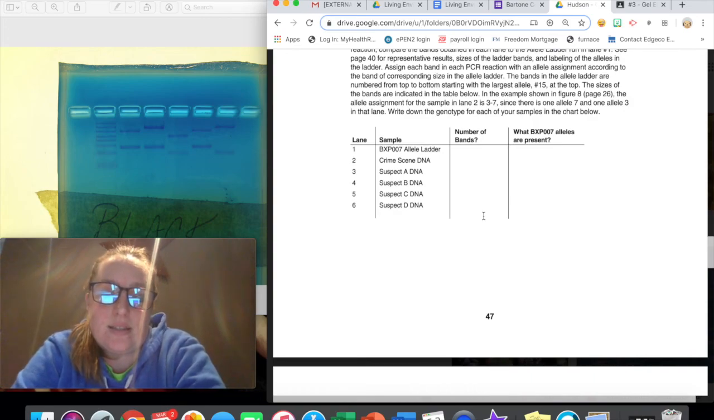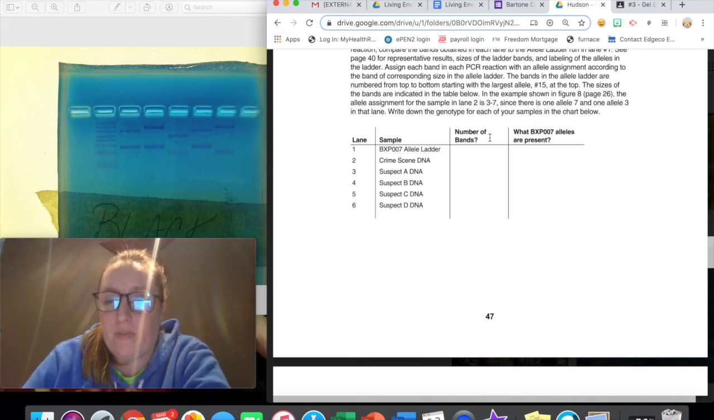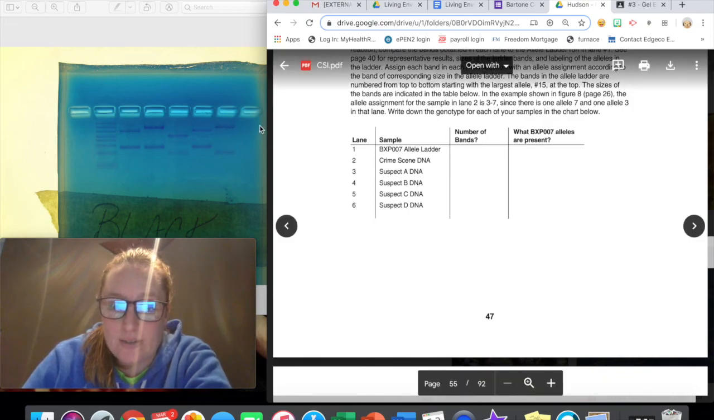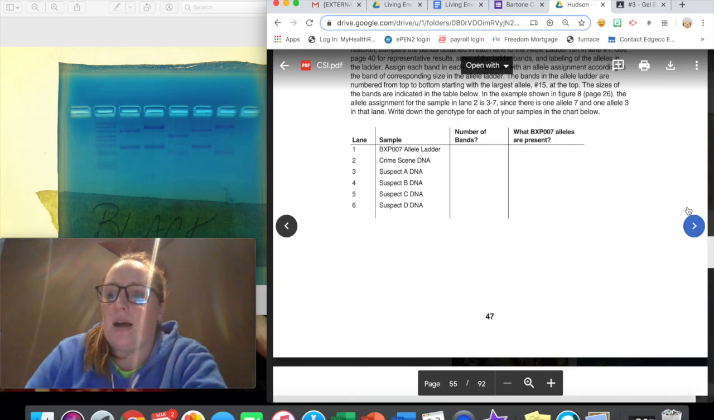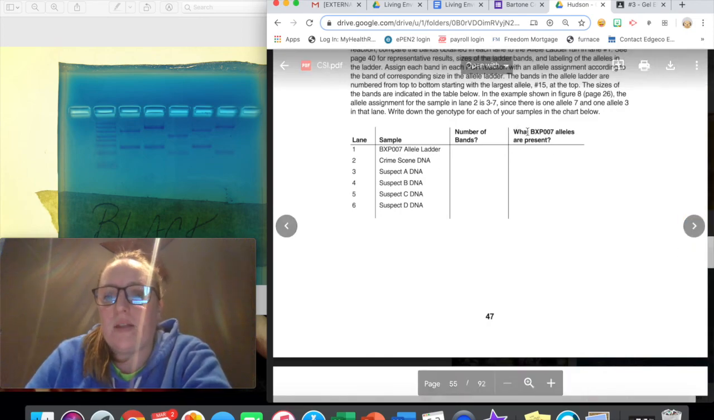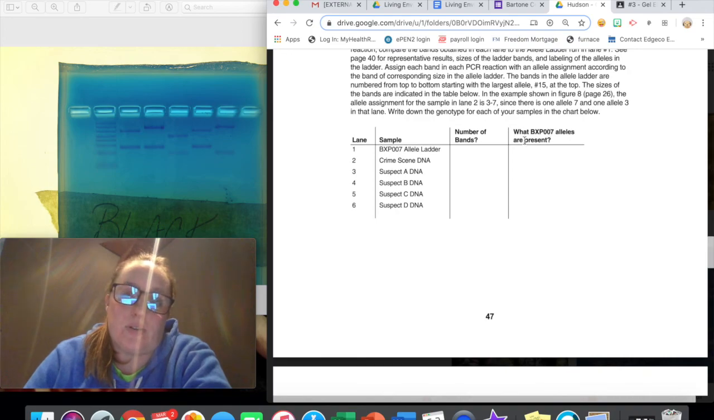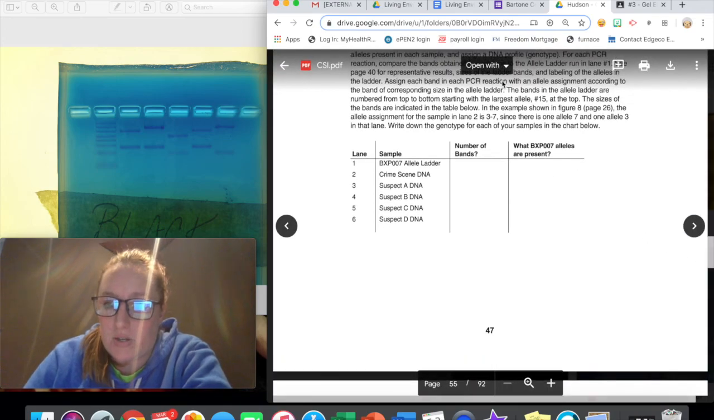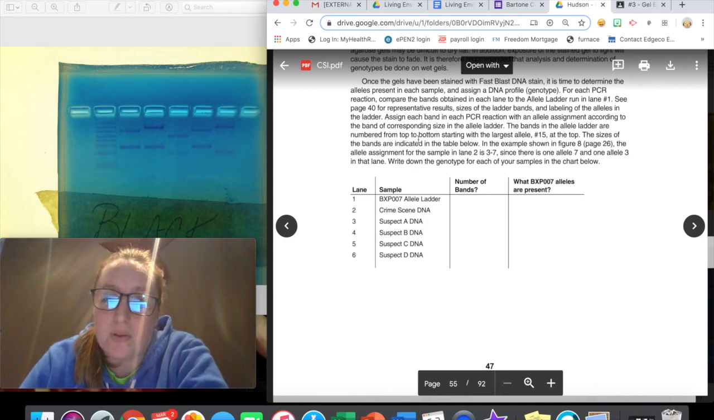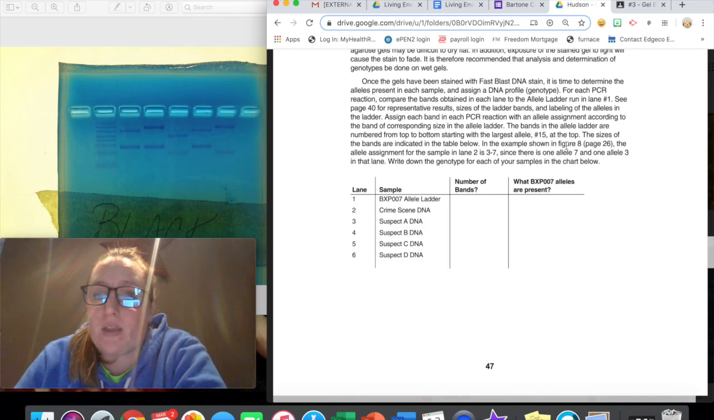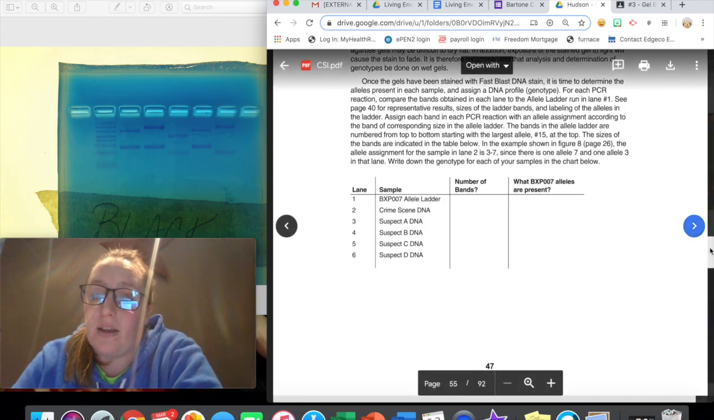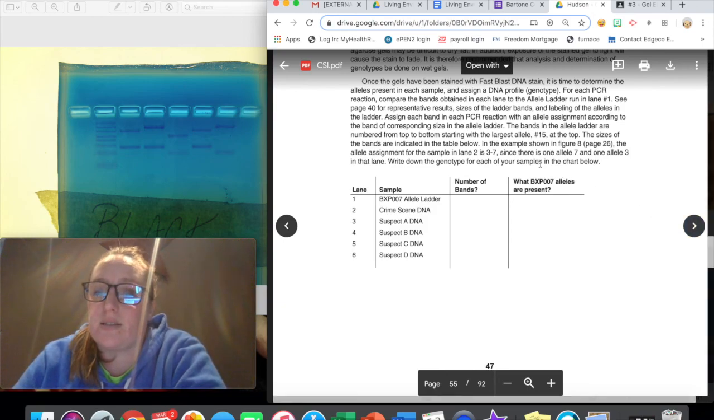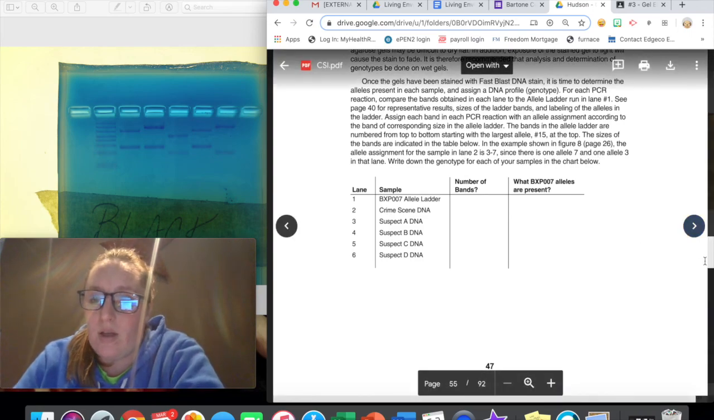So you may find that you're getting all of those bands. The number of bands for the allele ladder is that first row. So you're going to count the bands: 1, 2, 3, 4, 5, 6, 7, 8. There should be 8 of them, and you're going to put an 8 there. And then you're going to say, okay, what BXP007 alleles are present? To get that information, it says the bands in the allele ladder are numbered from the top to the bottom, with the largest allele at 15 at the top. The size of the bands are indicated in the table below. In the example shown in figure 8, which is way back on page 26, the allele assignment for the sample lane 2 is 3, 7, since there is one allele at 7 and one at 3. So it gives you that little blurb.